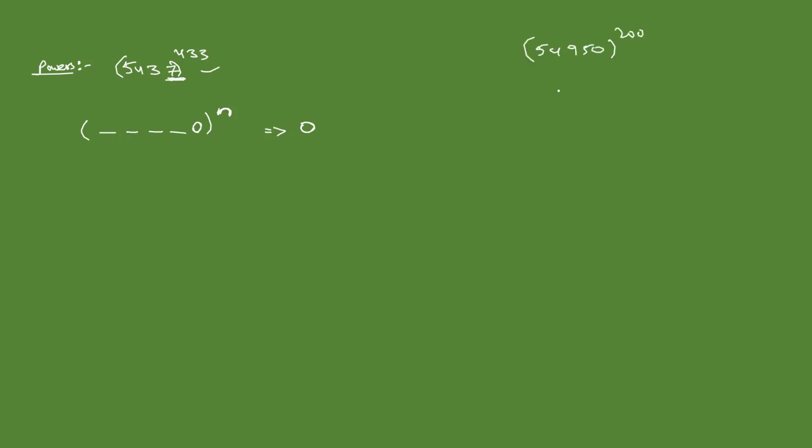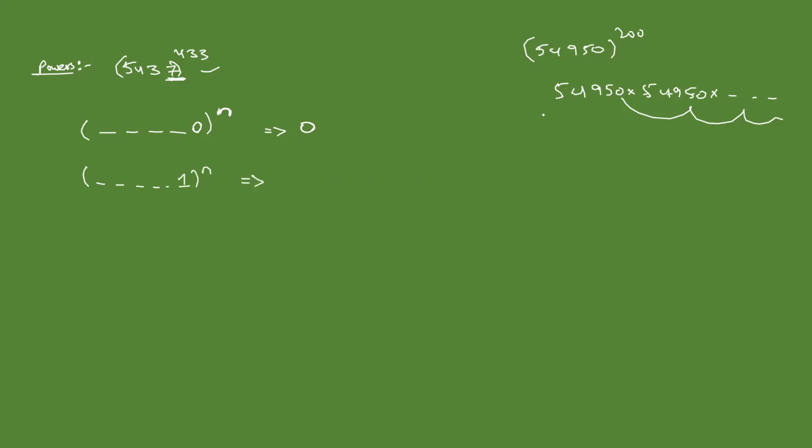That means you need to multiply 4950 into 4950 into 4950, like this for 200 times. See here, 0 into 0, 0, 0. If you multiply 0 with any number, what does it become? 0 only. Based on that logic, whatever may be the length of the number, if it ends with 0 and whatever the power is, our units digit is 0 itself.